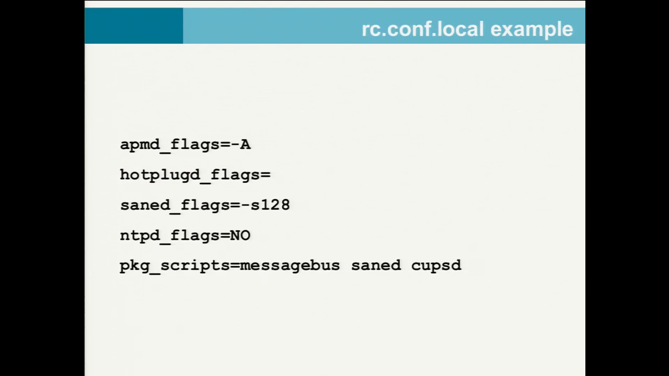So here's an example of an rc.conf.local. APMD flags equal minus A. APMD being a base system daemon means that we will be starting it with minus A. We will be starting hotplug with no flags. And we'll pass some flags to the sanedd daemon. But sanedd is an external package, so just putting that line here will not start it. We have to put it in here as well, in the package script variable. And that's how the system knows that it has to run that script.